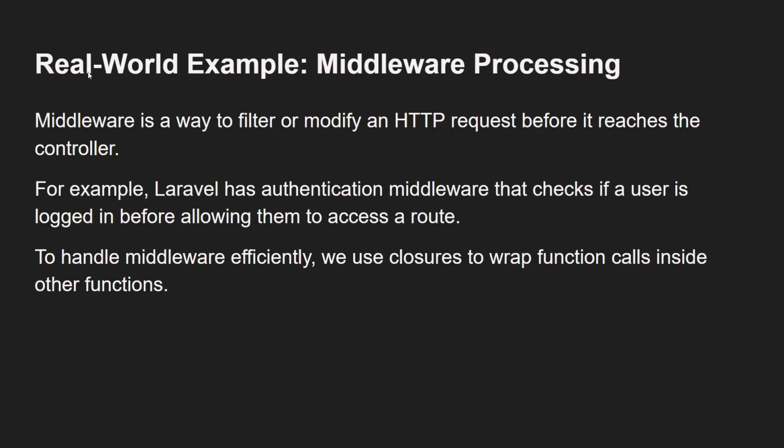Now, in a real world example, middleware processing, right? Middleware is a way to filter or modify an HTTP request before it reaches the controller. For example, Laravel has an authentication middleware that checks if a user is logged in before allowing them to access a route. To handle middleware efficiently, we use closures to wrap function calls inside another function.